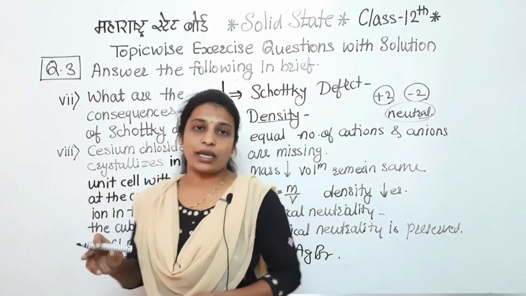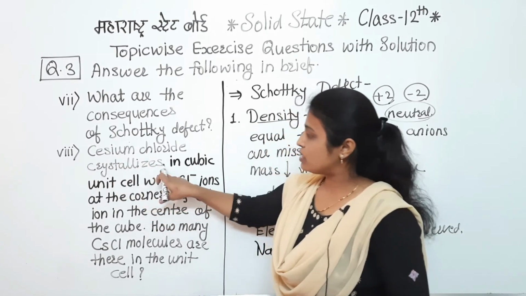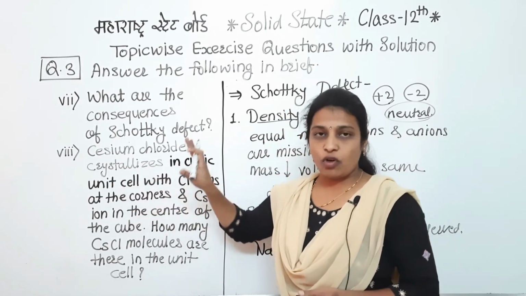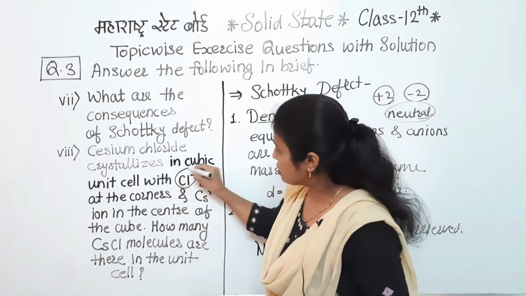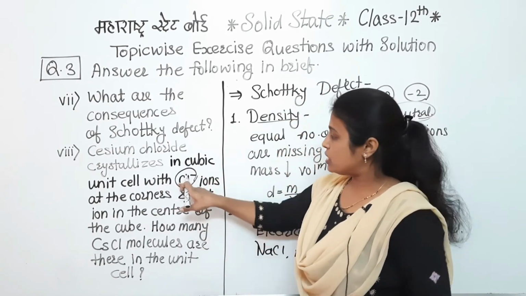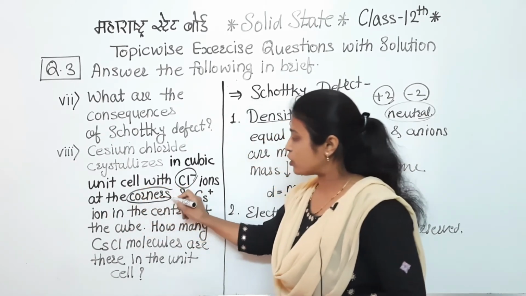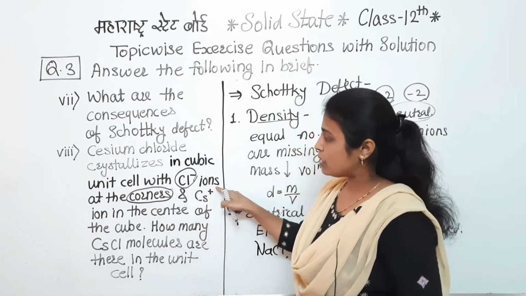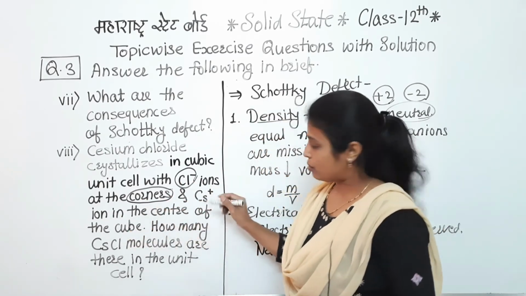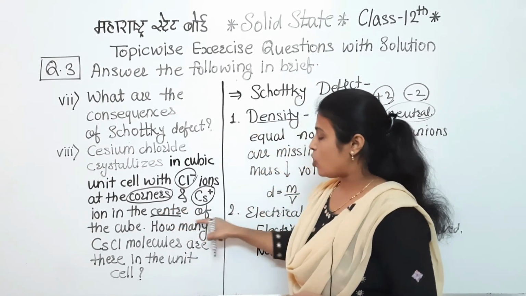Now we'll discuss the second question. What is the second question? See, cesium chloride crystallizes in a cubic unit cell. For that, firstly we have to draw one cube. Cl minus ions are at the corners, means when we are drawing that cube, at that time we have to show Cl minus at the corners. Cesium plus ion is in the center, means this ion will be in the center of the cube.